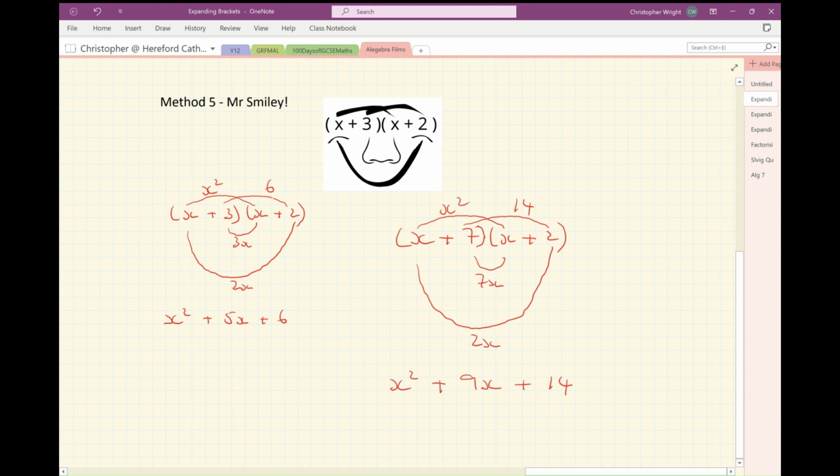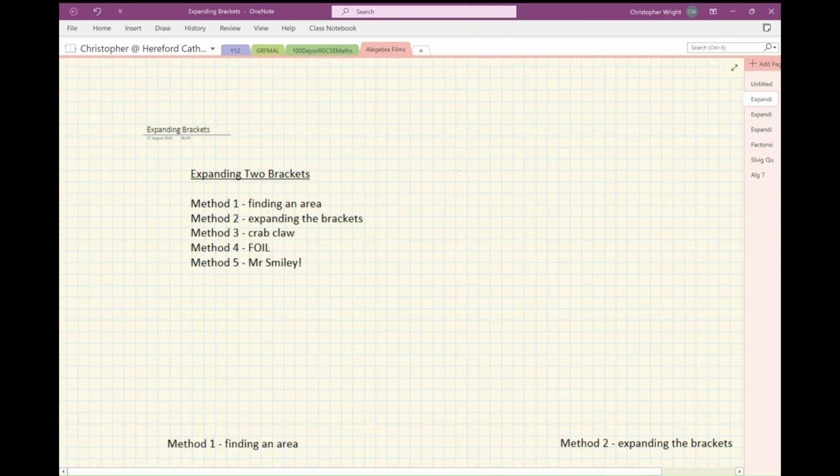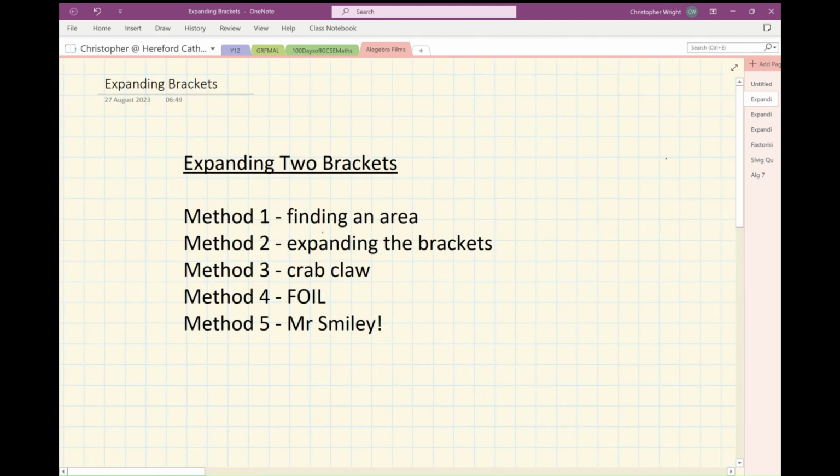So there you are, expanding brackets, 5 different methods. In the next film, you'll be able to practice those.